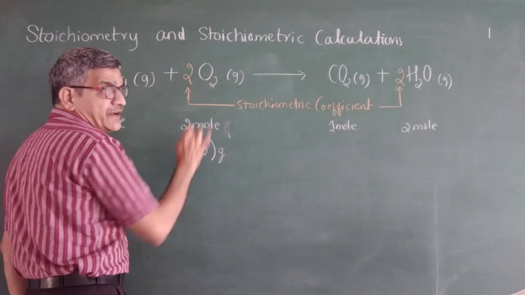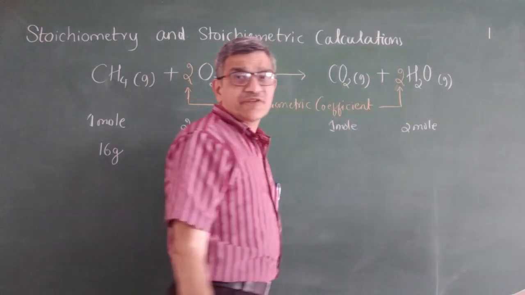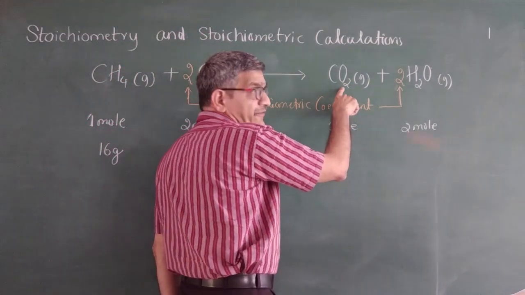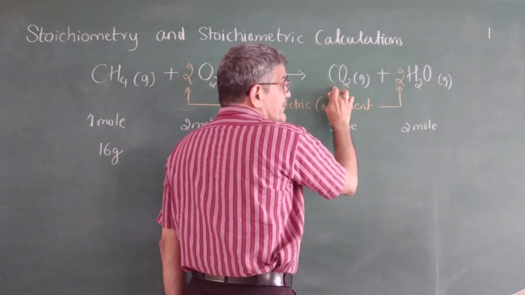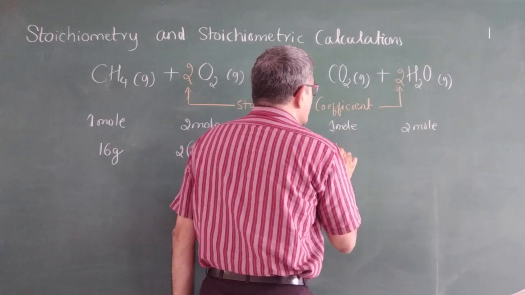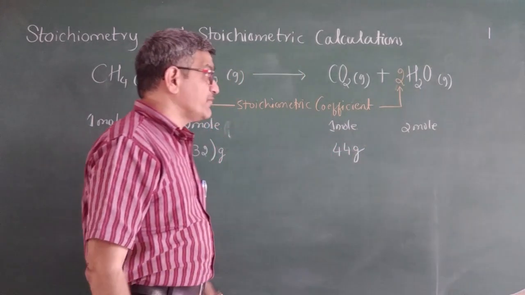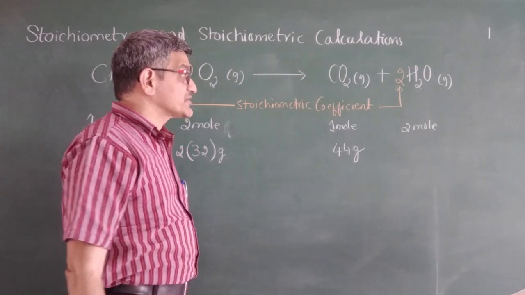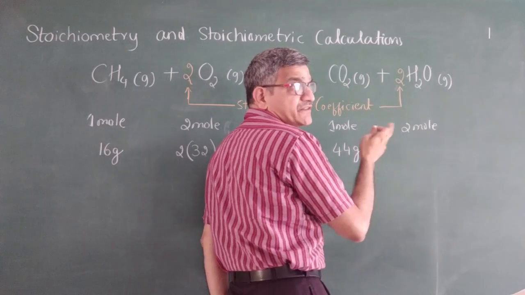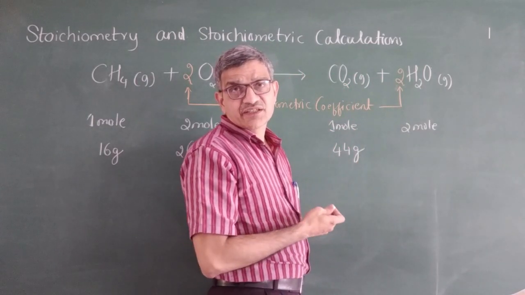To give carbon dioxide, whose molar mass is 44: carbon is 12 plus 32 is 44. So 44 grams of carbon dioxide, and the water molecule, one water molecule is 18. So this thing you have to remember: water is 18, carbon dioxide is 44.